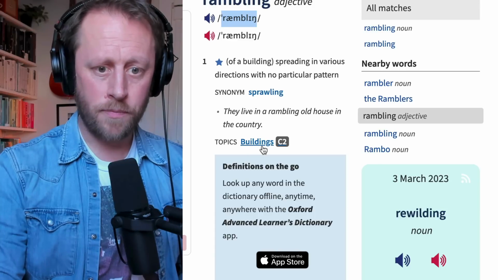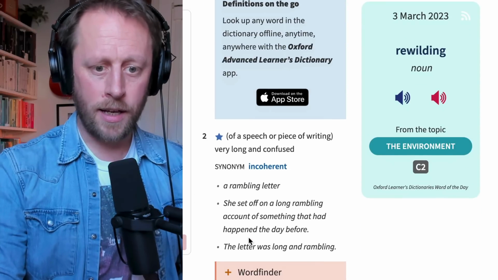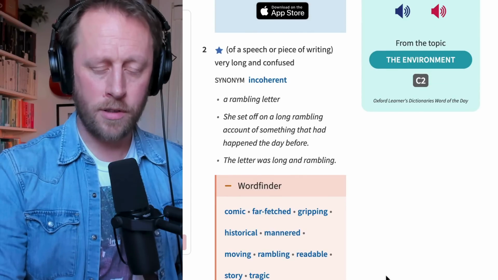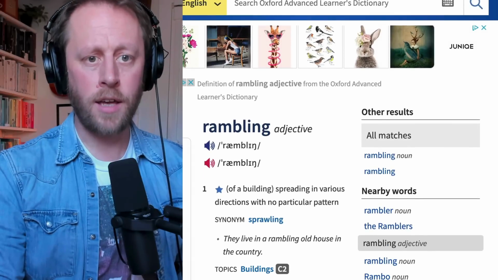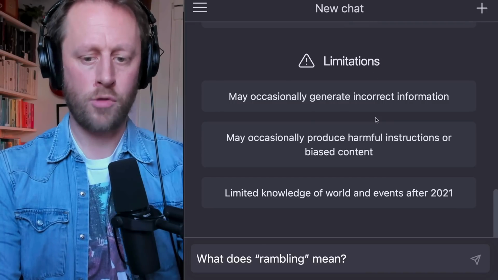It groups it in with topics about buildings. It shows us some other related words and things and some other options. Okay, what about ChatGPT? How does it deal with that? What does rambling mean?